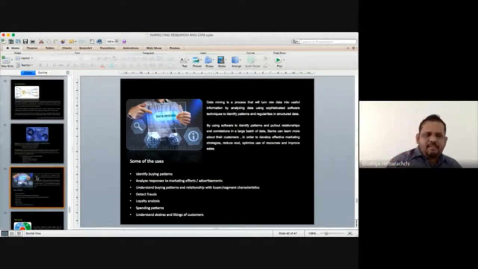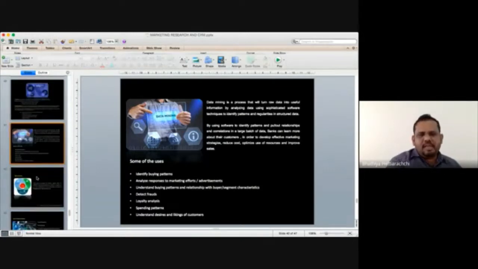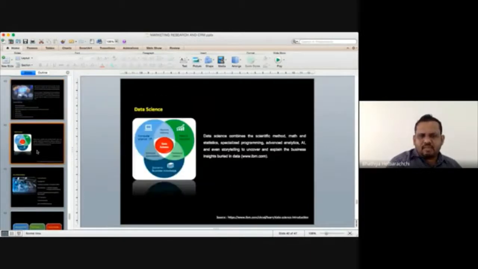So today, the era has come to a level where every bank has a data warehouse and uses data mining to improve their decision making and business intelligence to drive their strategies. So with this, we have also come across a very new word called data science. Now, data science combines the scientific method, maths and statistics, specialized programming knowledge, advanced analytical skills, artificial intelligence, and even storytelling to uncover and explain the business insights buried in data. Right?